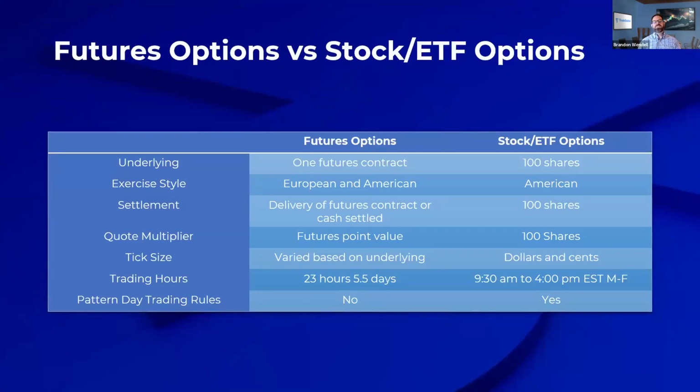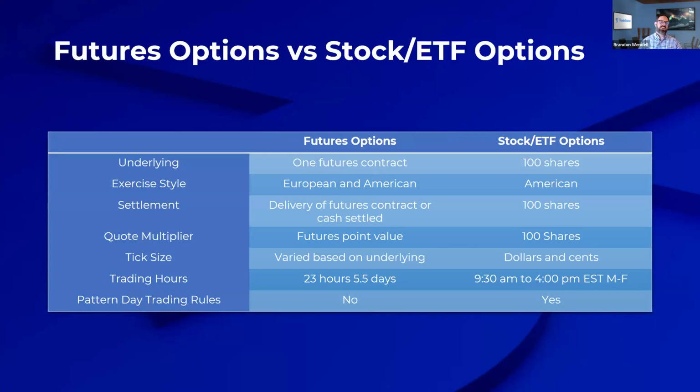So here's kind of a comparison chart that I have when it comes to futures options. Again, the underlying is one futures contract. That is kind of a substitution. When you look at the stock and ETF options, you would have 100 shares of stock. Well, again, for a futures option, it's one underlying contract that you have.